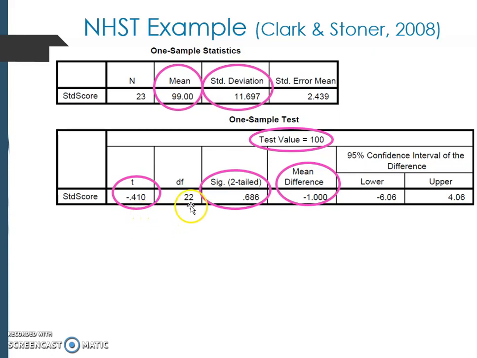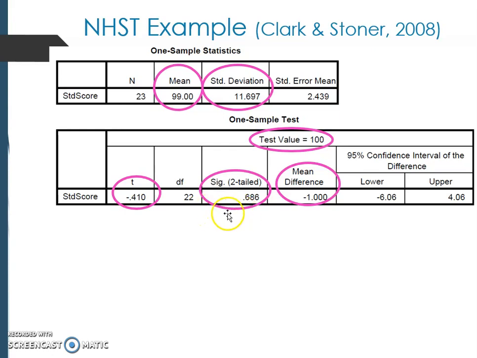Degrees of freedom tells us something about our sample size, and recall that our sample size was 23. We can see that right up here. So in doing a t-test, the degrees of freedom is actually 1 less than that. It's 22. And that's something you'll need to report as part of the results of your study.